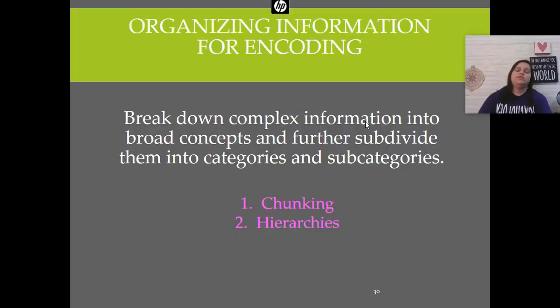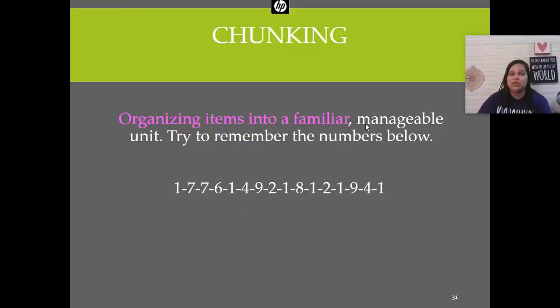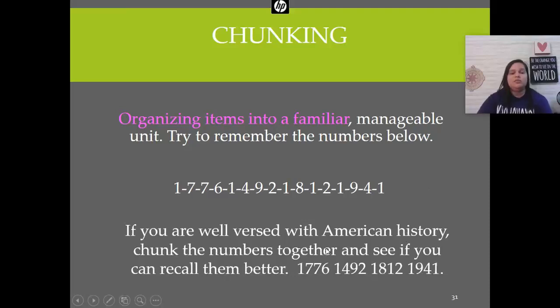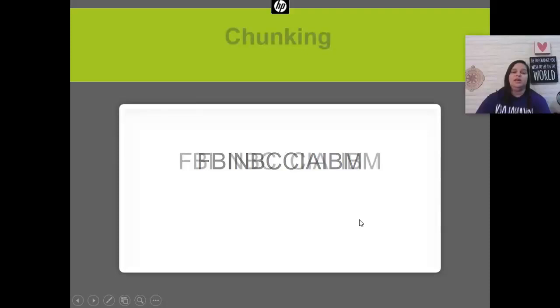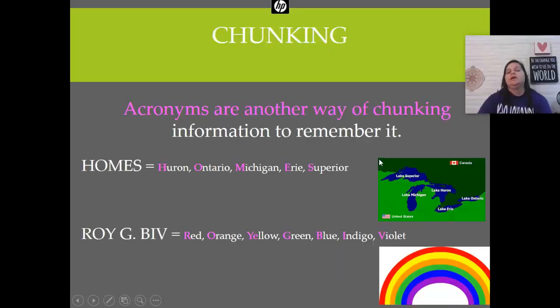How we organize the information will also help us encode it better. We can break down complex information into different categories through chunking and hierarchies. In chunking, we break them down into something more familiar. So here we've got this long string of numbers, but if we were to chunk them, you might recognize them a little bit more as years. Here's some more. We've got a bunch of letters, and we could chunk them into some more familiar abbreviations.